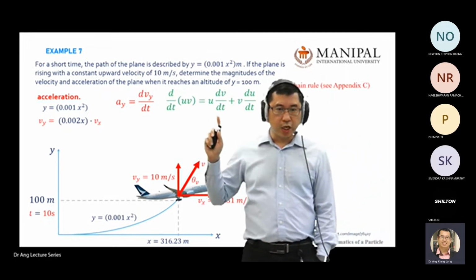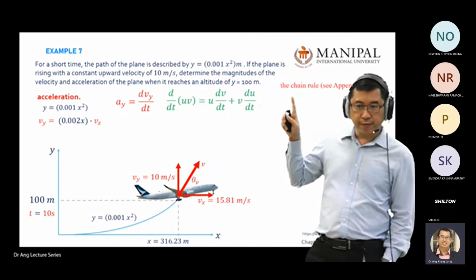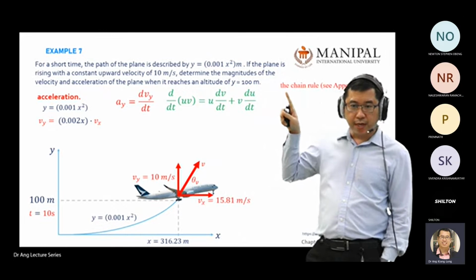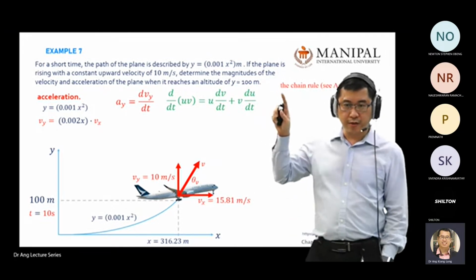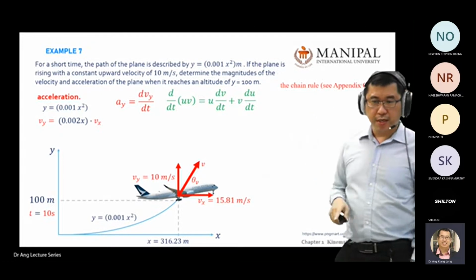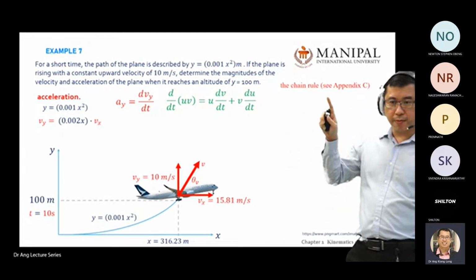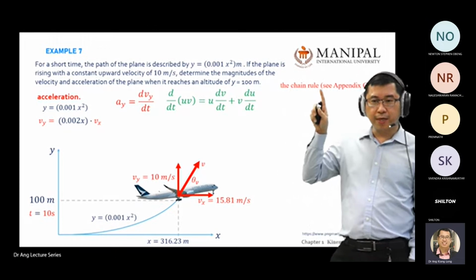So again, you are using chain rules. This one I put in here with more detail, just to show you what chain rules are. Again, the detail of chain rule is in Appendix C. If I forget to upload, remind me to upload. There's an example inside there.